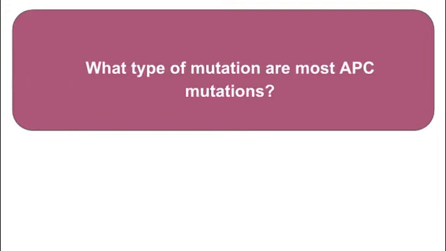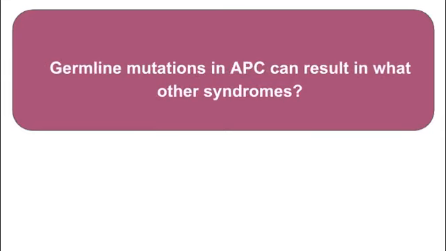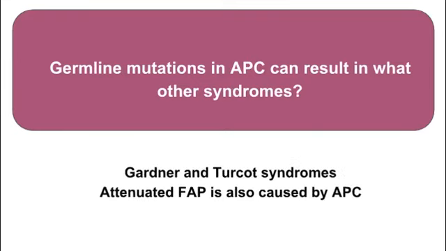What type of mutation are most APC mutations? Truncating mutations. Germline mutations in APC can result in what other syndromes? Gardner and Turcot syndromes. Attenuated FAP is also caused by APC.